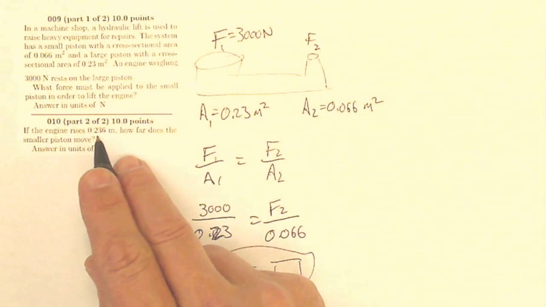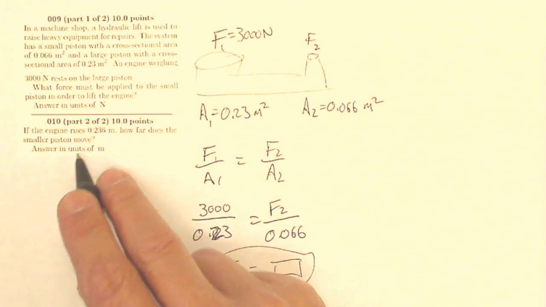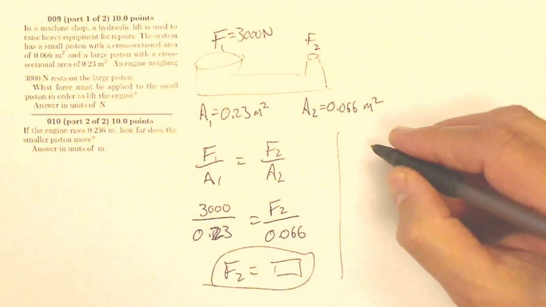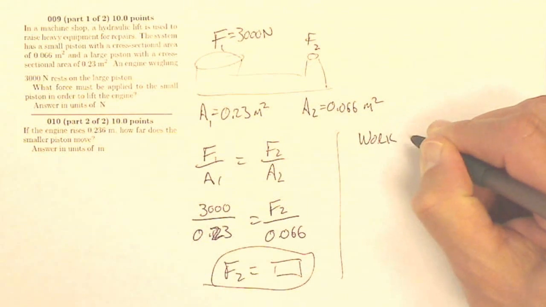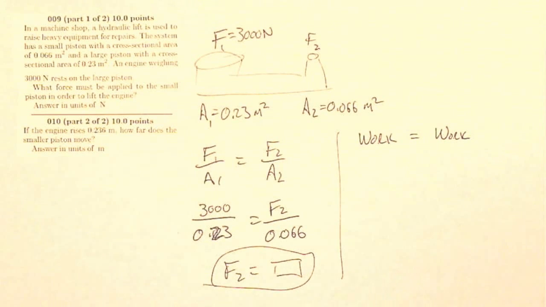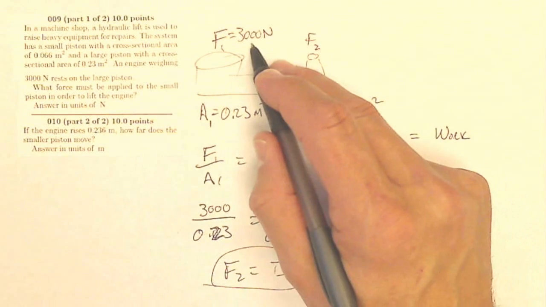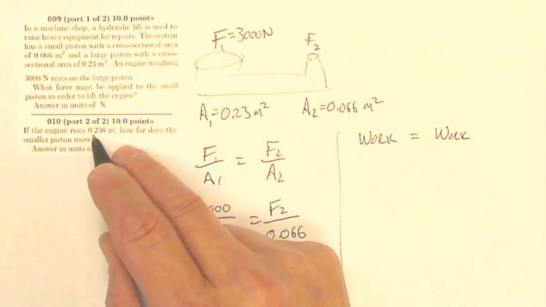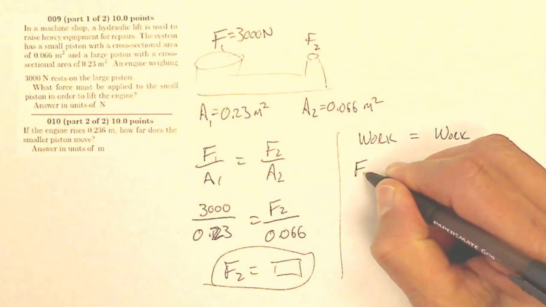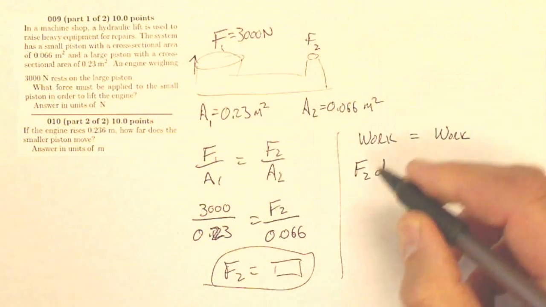Now, if the engine rises 0.236 meters, how far does the smaller piston move? This is going to tell me that the work on one side is going to equal the work on the other. The work in is going to equal the work out. So the work that I get out of this thing is going to be this force of 3,000 newtons times this distance. So work is going to be force 2 times distance 2, and distance 2 is going to be how much this one rises.